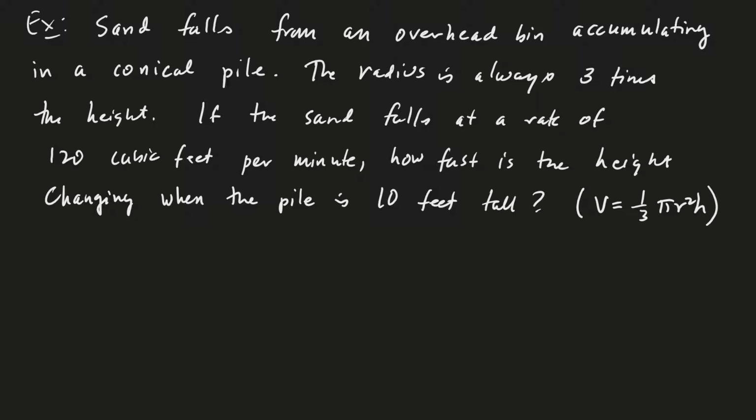And here I'm giving you the volume of a cone. The volume of a cone is 1/3 pi r squared h. Again, we're given that the sand is falling at a rate of 120 cubic feet per minute. How fast is the height changing when the pile is 10 feet tall? And so clearly, the volume is changing with the height and the radius for that matter.